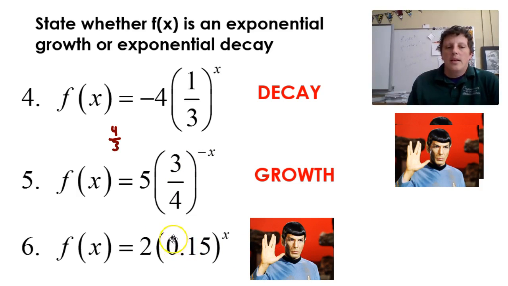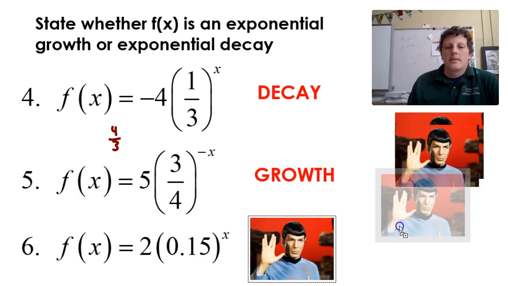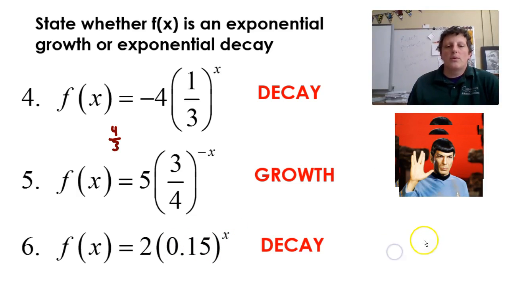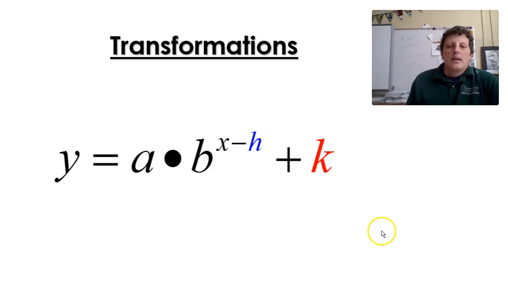And finally, ignore the 2. We have no negative in the exponent. 0.15 is between 0 and 1, so that's going to be decay. So this can be pretty simple for you to make this decision of whether or not it is growth or decay. Let's talk about some transformations.